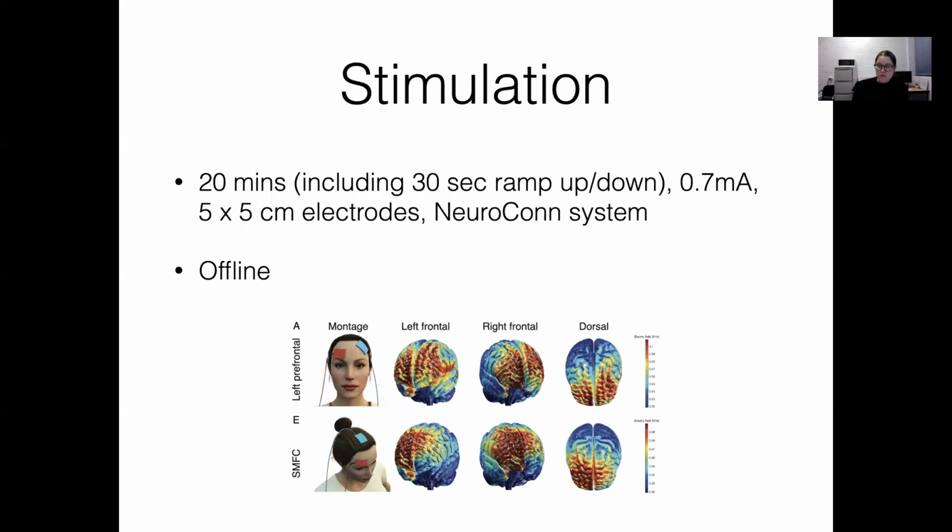So the stimulation was for 20 minutes. It was offline, so it was applied for 20 minutes whilst participants were at rest, just with their eyes open, not doing anything. The 20 minutes included 30 seconds ramping up and down. It was set at 0.7 milliamps with 5x5 electrodes using a neurocon system. And as I already said, it was cathodal stimulation over the target region. The reference electrode was placed in the same area for both of the 2 stimulation groups. So you can see the montage there in the diagram towards the left. The top is for the left prefrontal cortex and the bottom is for the superior medial frontal cortex.